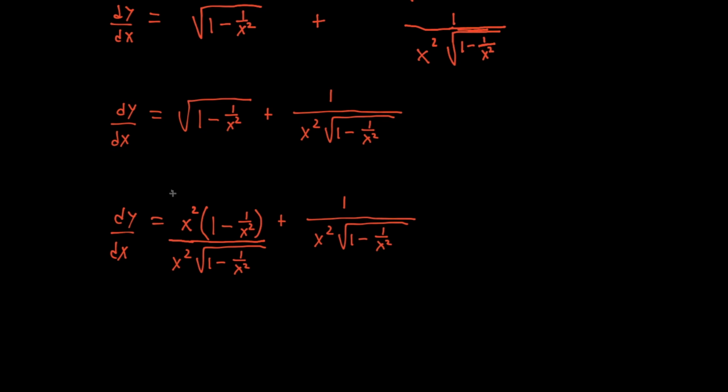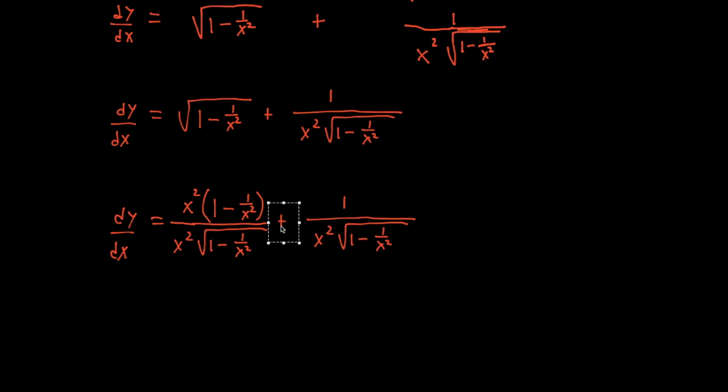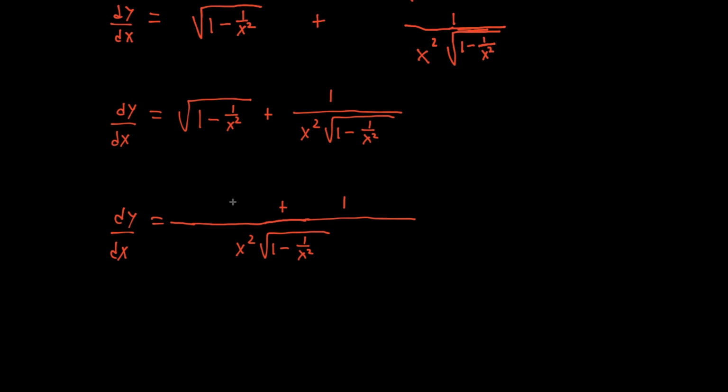Now these have the same denominator, so we can bring this plus sign up and connect this, so we just added them, and now we only have the one denominator. Then x squared times 1 is x squared, minus 1 over x squared is 1. So we have x squared minus 1 plus 1. The minus 1 and plus 1 cancel each other out, and we have x squared in the numerator and an x squared factor in the denominator, so those cancel out.